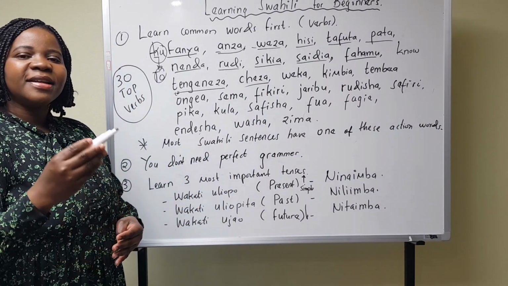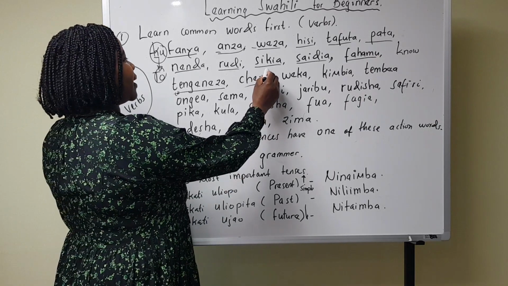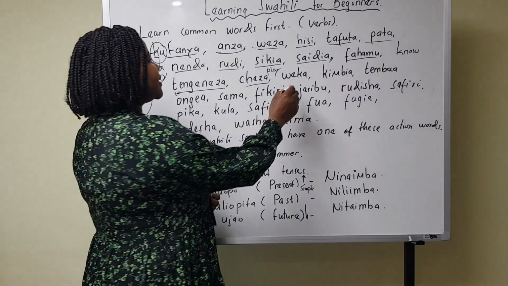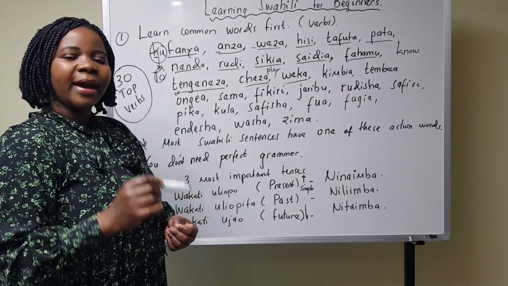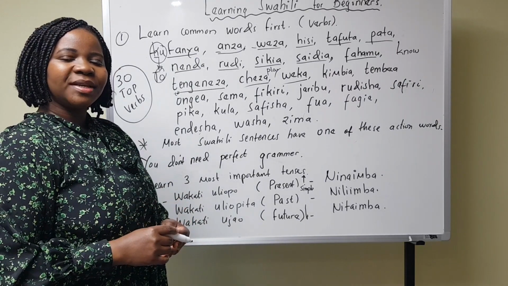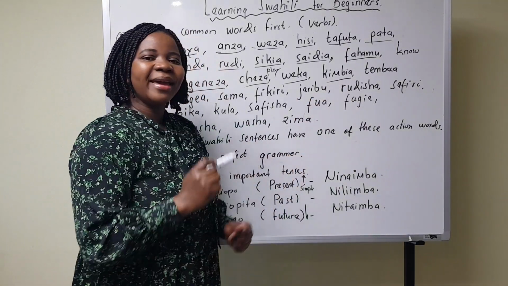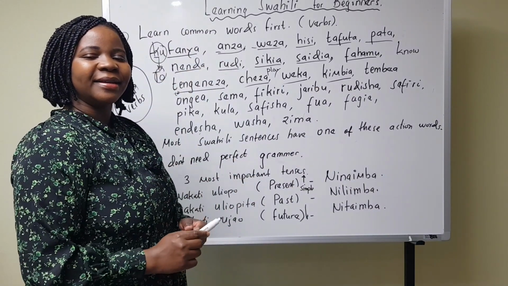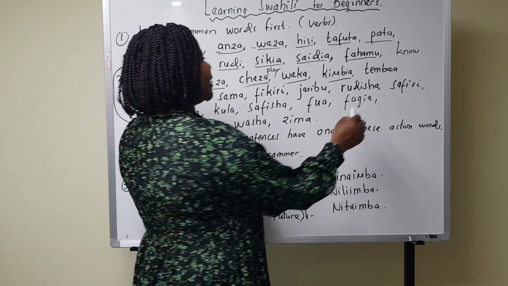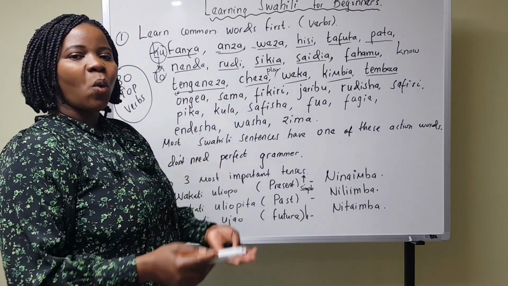Cheza. Play. Cheza. Play, cheza. Okay. Next is weka, weka, which means put. Okay. And another verb is kimbia, kimbia, which means run. Okay, kimbia. And next is tembea, tembea, which means walk.